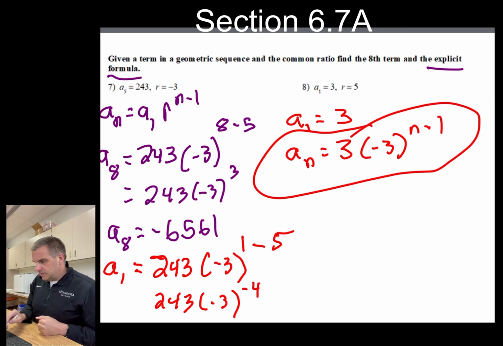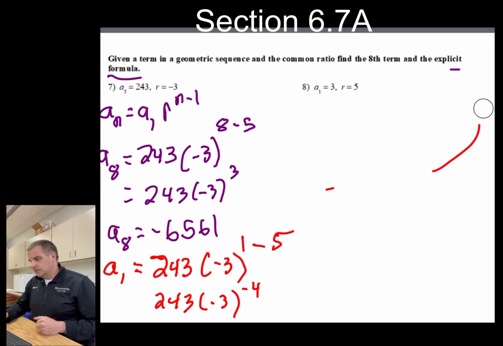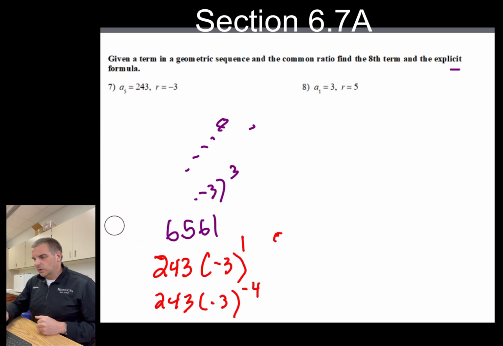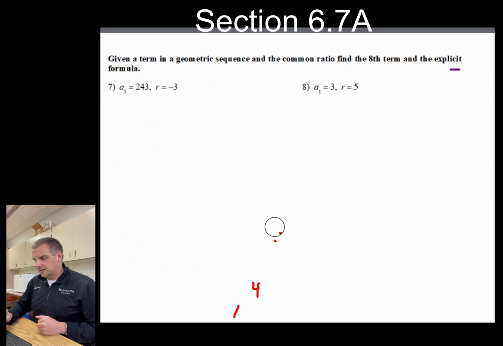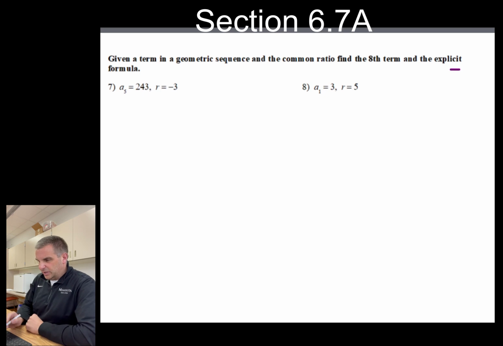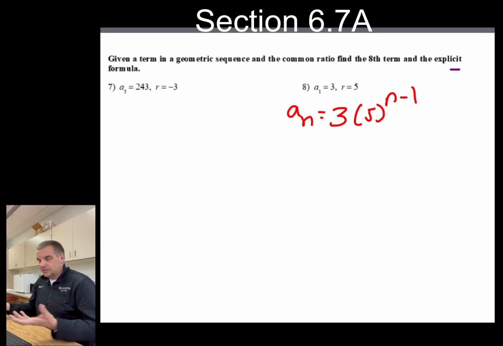Question number 8, this question, the last example here, made this one kind of nice again. They want you to find those things again, but now you're given a of 1 and the ratio. So we can write the explicit formula right away. A of n is going to be 3 times your ratio to the n minus 1. There's your formula. You're done.